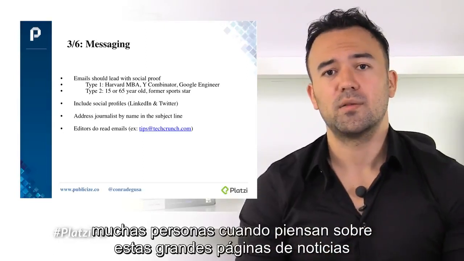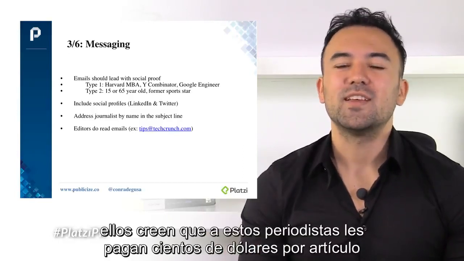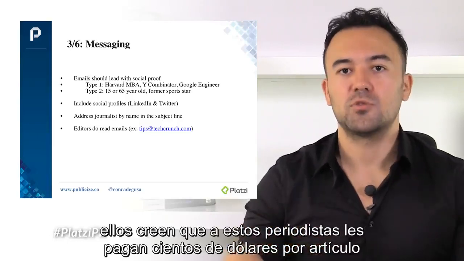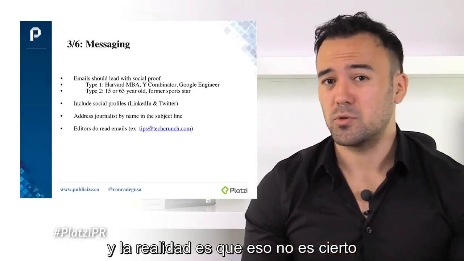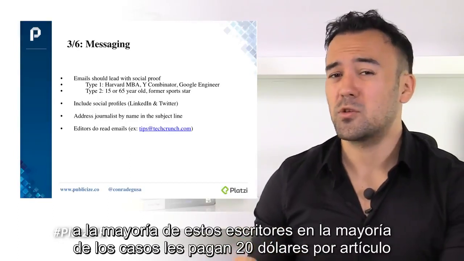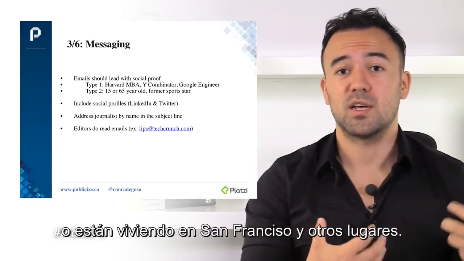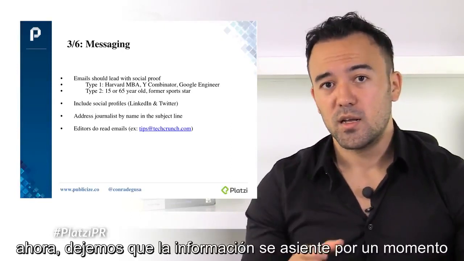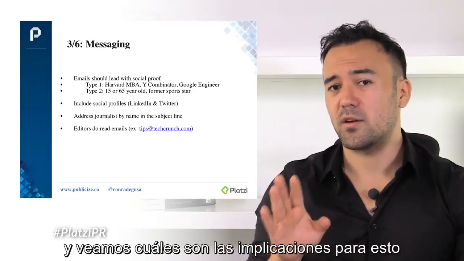Many people, when they think about these large publications and people contributing to them, they think these journalists get paid hundreds of dollars per article. And the reality is that's not necessarily true. The majority of these writers, in many cases, are paid, let's say, $20 an article. And these are writers who are living in New York, living in San Francisco, and other places. Now, I want to let that sink in for a moment and what the implications for that are.